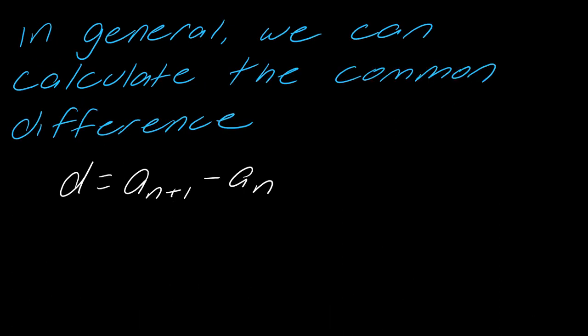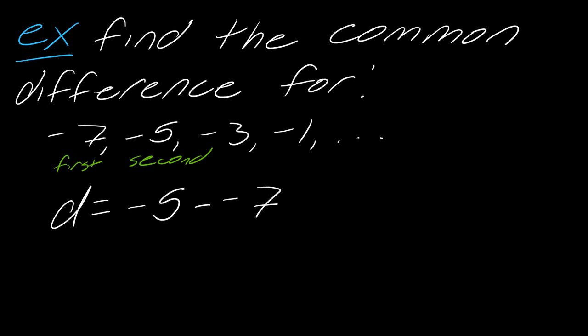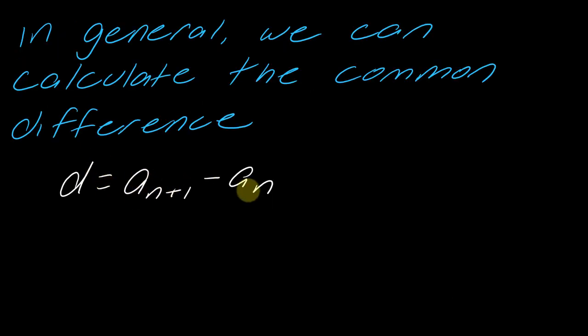Now, in general, we can calculate the common difference by taking one term minus the previous term. That's the easiest way to do it. So if I had something like, what is the common difference for negative 7, negative 5, negative 3, negative 1? Remember, this is the first term, this is the second term. You can probably tell what this is just by looking at it, but you don't want to let this mess with your head. I want to start with the second term and then subtract off the first term. That's the order you want to go in, because this is one term minus the previous term.